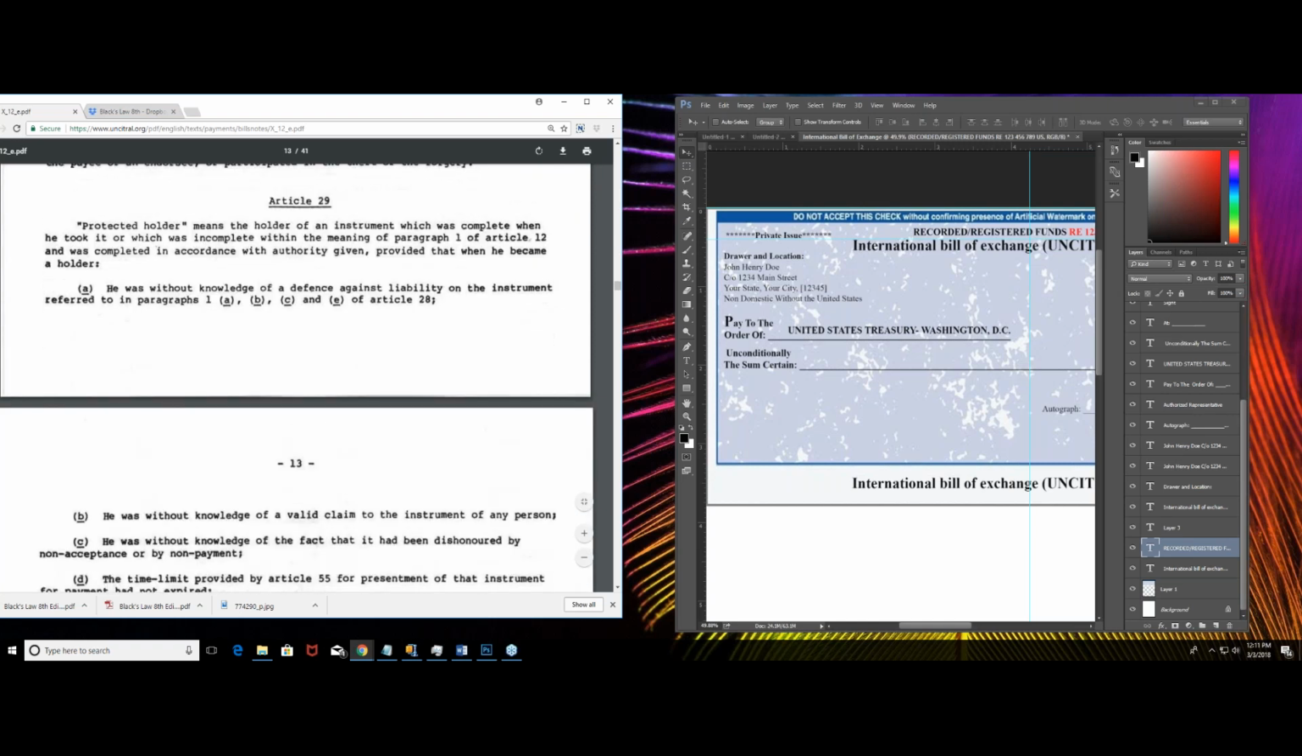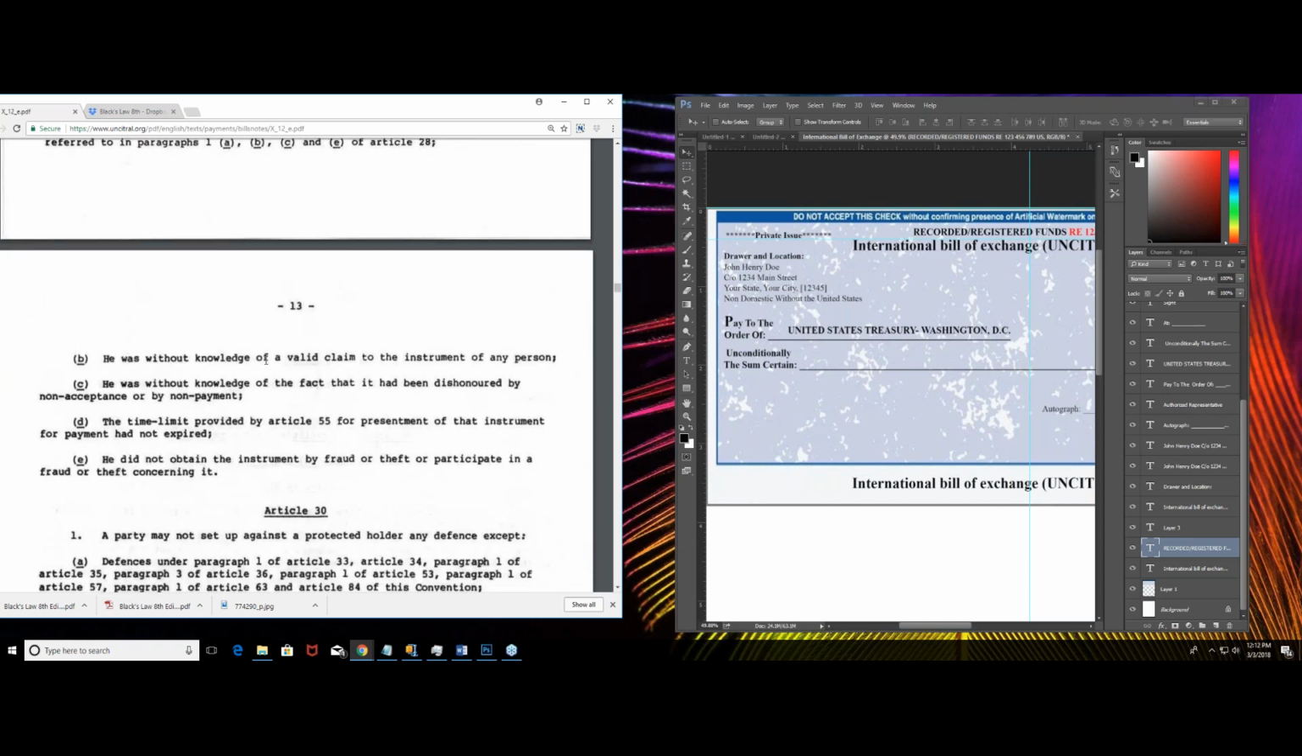Article 29. Protected holder means the holder of an instrument which was complete when he took it, or which was incomplete within the meaning of paragraph 1 of Article 12. You got to jump over there and read that. Ours is going to be complete, though. And was completed in accordance with authority given, provided that when he became a holder, A, he was without knowledge of a defense against liability on the instrument referred to in paragraph 1, A, B, C, E of Article 28.